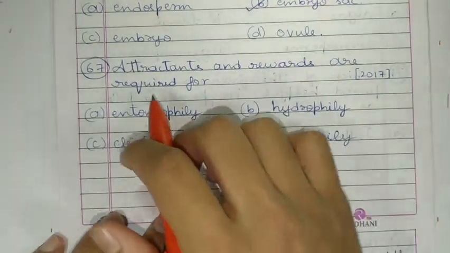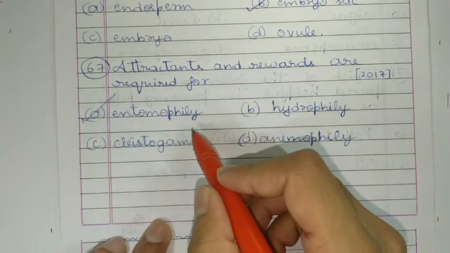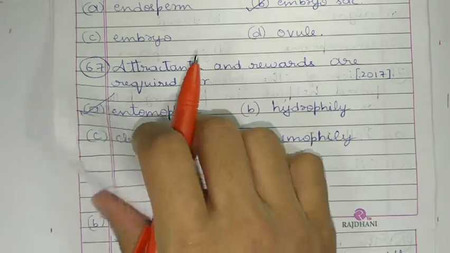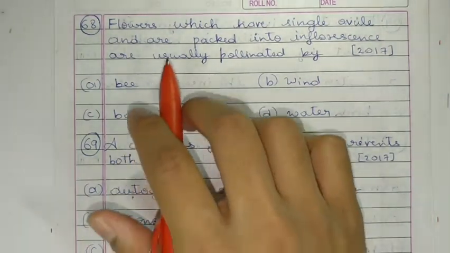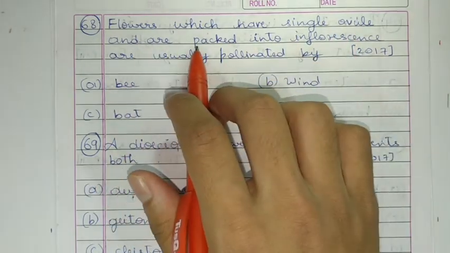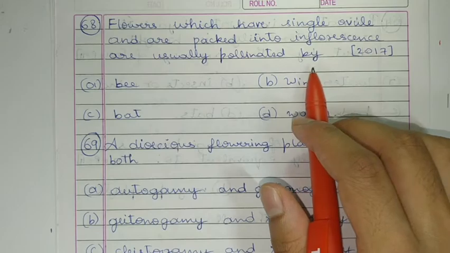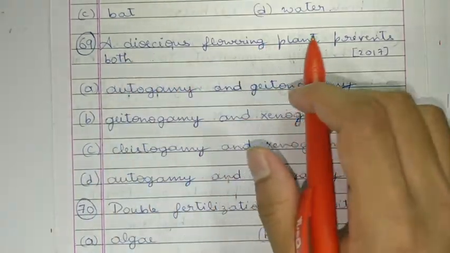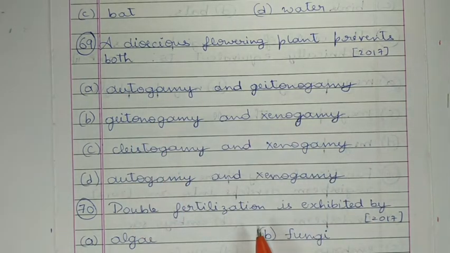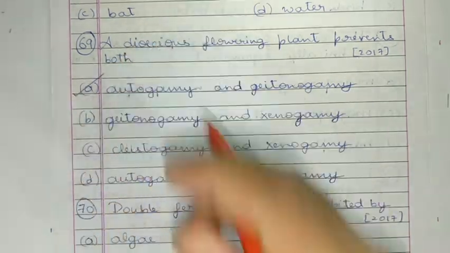67. Attractants and rewards are required for option A, entomophily, pollination through animals. 68. Flowers which have a single ovule and are packed into an inflorescence are usually pollinated by option B, wind. 69. A dioecious flowering plant prevents both autogamy and geitonogamy. Option A.